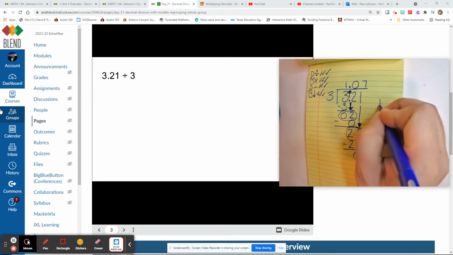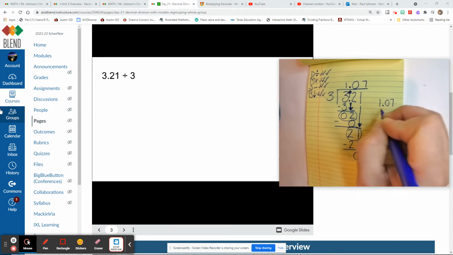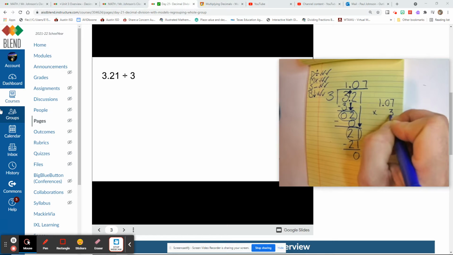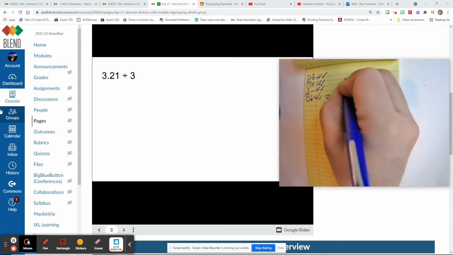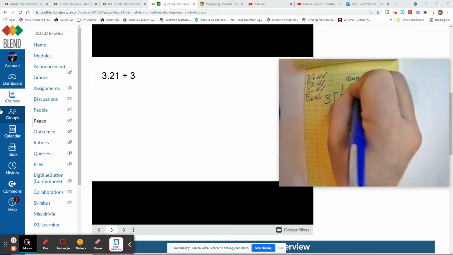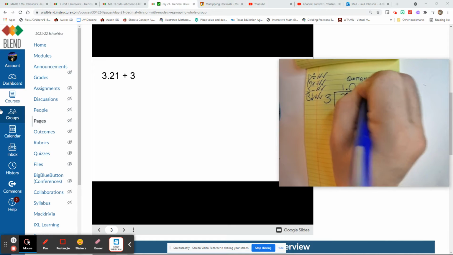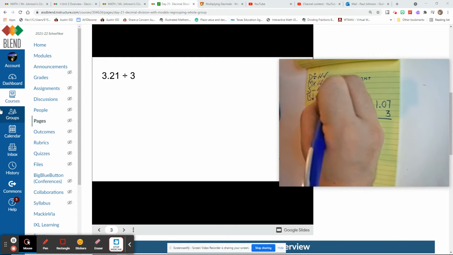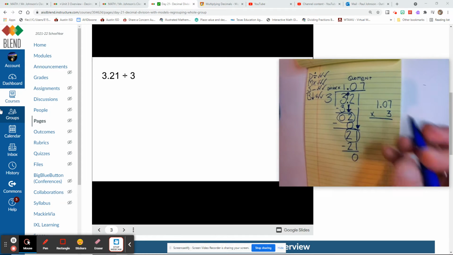Now, if we wanted to check our answer, we'd take 1 and 7 tenths and multiply it by our divisor, which is 3. So remember, quotient times divisor will get you your answer when you're checking your work.